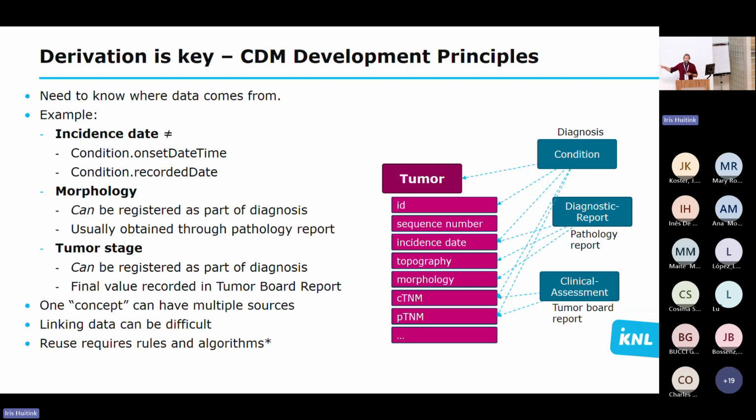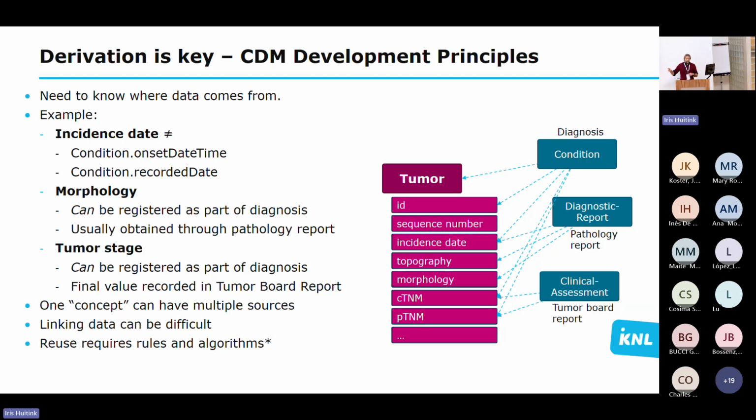Information like morphology or tumor stage might come from a diagnosis, it can happen, but it might also be part of a pathology report, or it might also be part of a tumor board report. Getting the data consistently and reliably is difficult. Often it's a combination of sources that helps you put things together. Linking that data can also be very difficult.